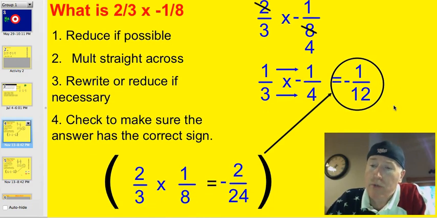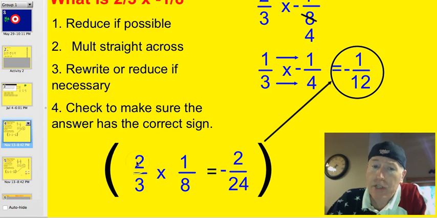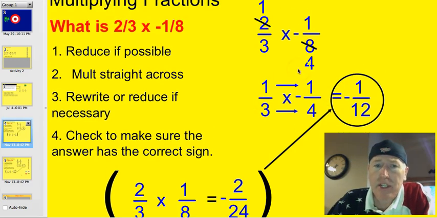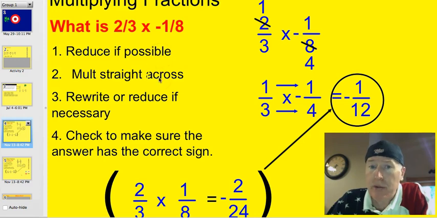Now, if you didn't want to reduce it, you could always just multiply straight across. 2 times 1 is 2. 3 times 8 is 24. You end up with a negative 2/24, which when simplified is a negative 1/12. A couple of things here to remember. Reduce if possible ahead of time. Multiply straight across. Make sure you rewrite that problem. I think that's really important so you have a clean set of fractions that you're working with.